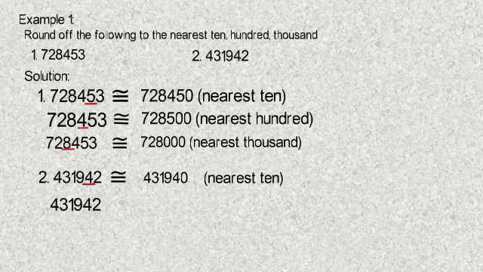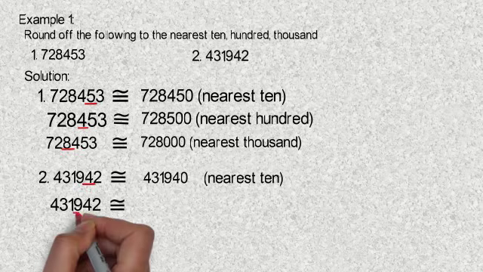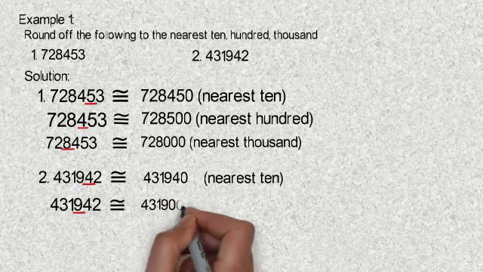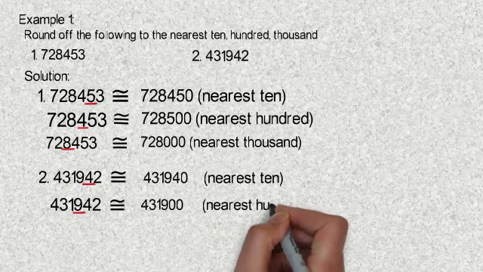So let's do this again. We are rounding off to the nearest 100 now. So which of the digits fall into the 100 place value? If we check, if I start from my right also, I have 2 in units, 4 in 10, 9 is in the 100 place value. So the next number before it is 4. I round 4 down to 0, which will now leave my answer to be 431900 to the nearest 100.